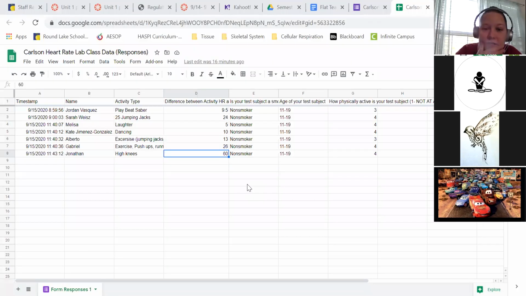Because of his increase of 60, I almost want to guess that was an issue with data collection, because if he really had an increase of 60 beats per minute, that's a serious increase in heart rate, like he was doing it for a massive amount of time. Because I see, Sarah, you did 25 jumping jacks. Alberto, how many jumping jacks did you do? Or was it 20 or so? Yeah. Okay. So those two somewhat correlate, I guess.